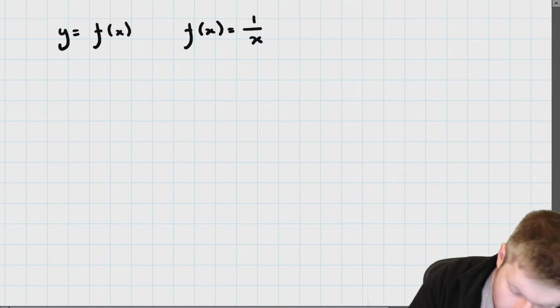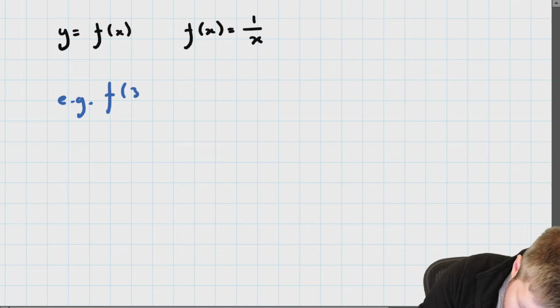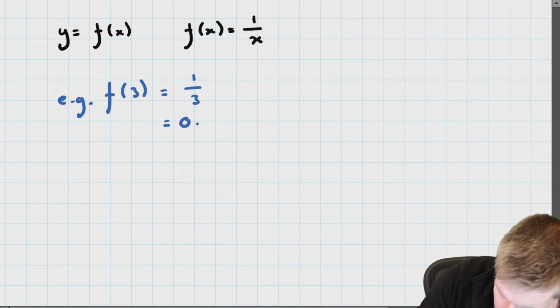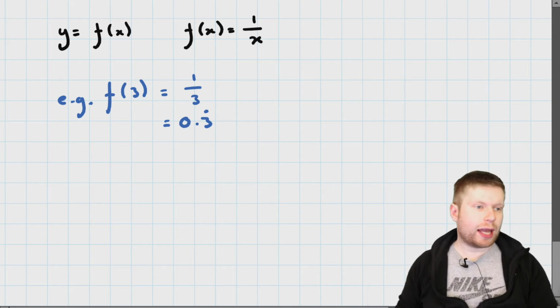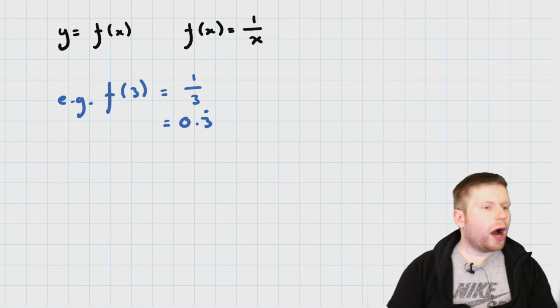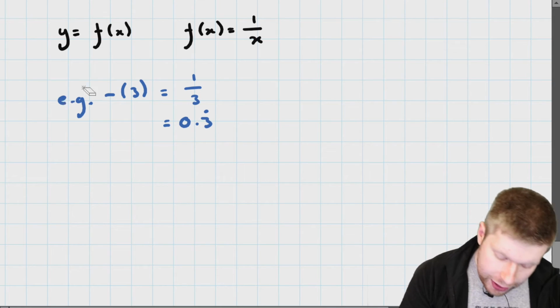Okay, so as an example, if I asked you for f of 3, that would be 1 divided by 3, or 0.3 recurring, however you wanted to write it. So that would be my output. If I take my input 3, put it through my function, I should get 0.3 recurring, or a third, as my output. So hopefully that makes sense.